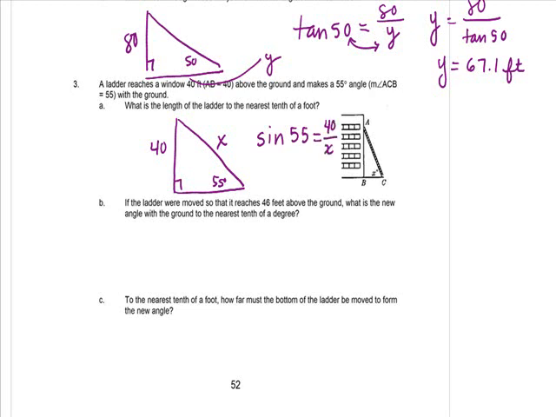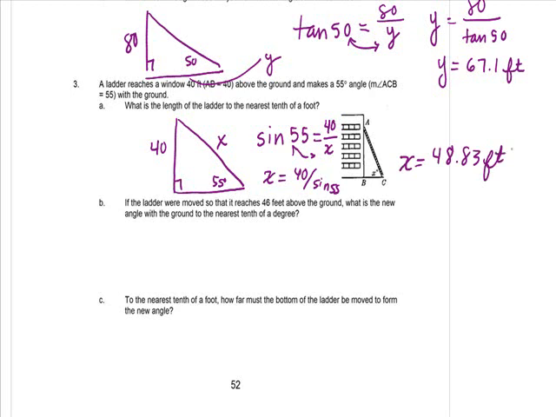Alright, you should have set up sine 55 equals 40 over x. Now we can do our switch and say that x is 40 over the sine of 55. Mr. Stern, what do you get? I get 48.83. And it looks like we are in feet. That's one heck of a ladder.